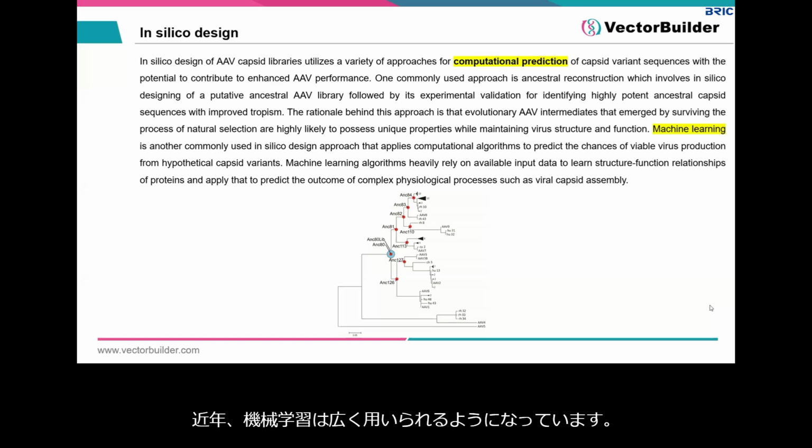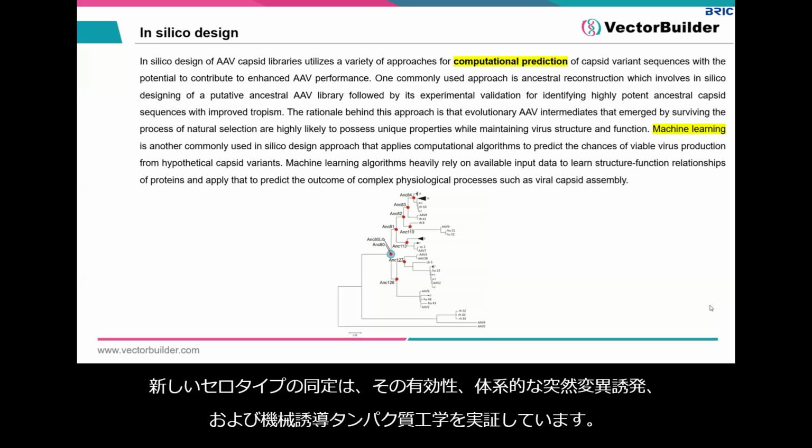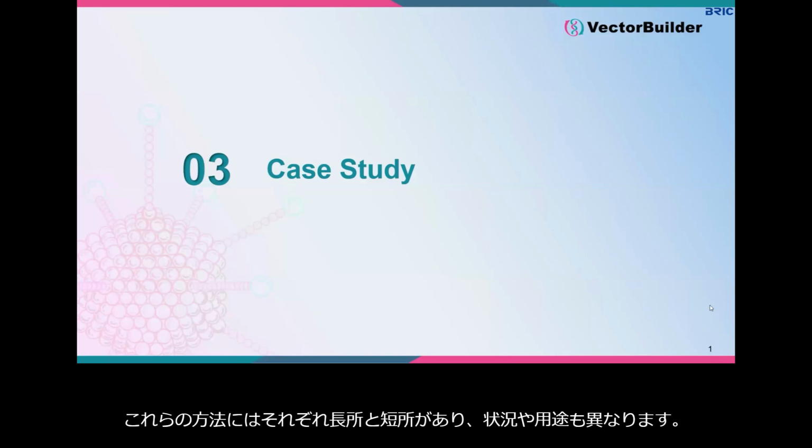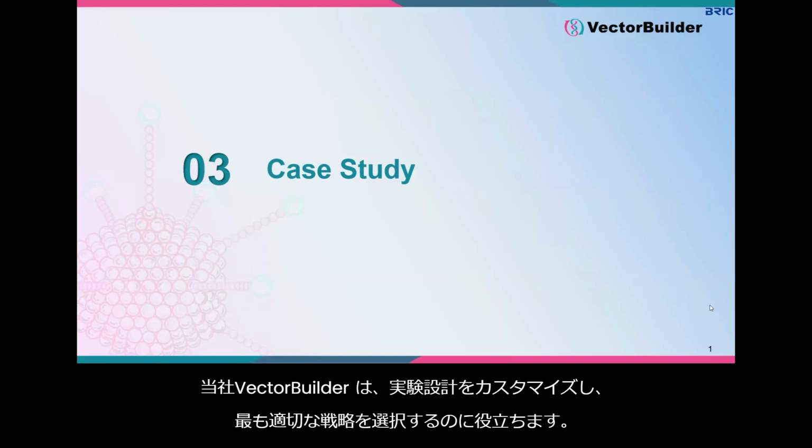In recent years, machine learning has become very popular in identifying new serotypes, showcasing the effectiveness of systematic mutagenesis and machine-guided protein engineering. So these methods have their pros and cons in different contexts and applications. VectorBuilder can help you tailor the experimental design and choose the most suitable strategy to work with.